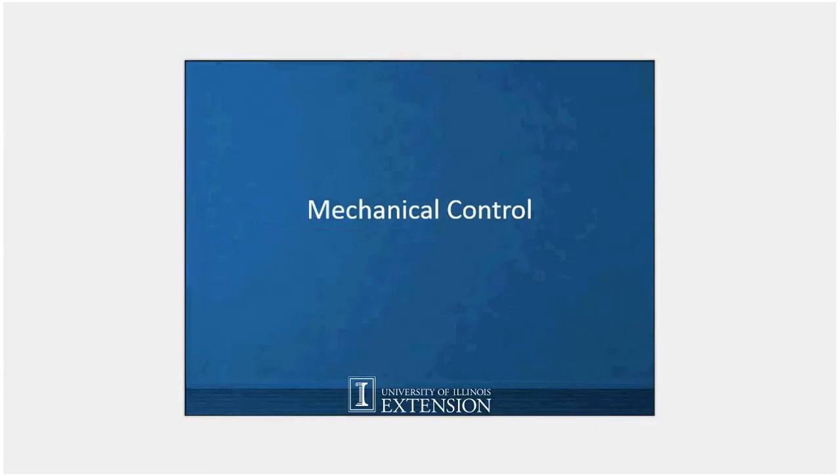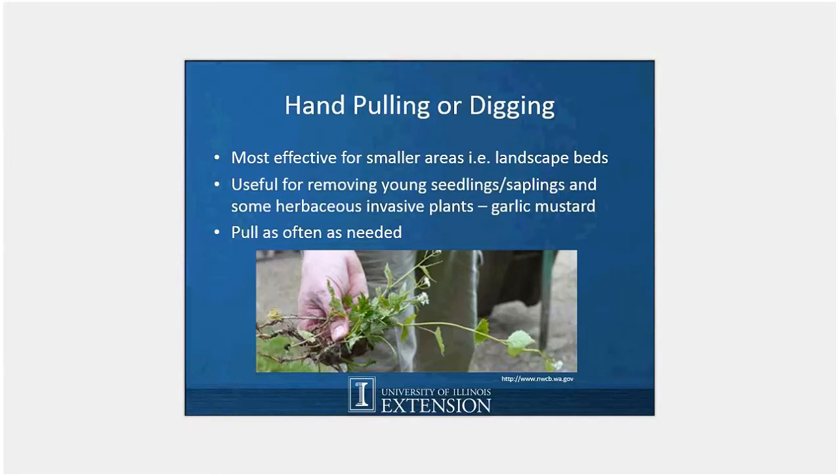And the first part of mechanical control is hand pulling or digging out invasive plant species. And I would say this is probably most effective for smaller areas, so maybe around the home and landscape beds, maybe smaller areas bordering lawns or property or woodland areas. So this is more useful for removing the younger seedlings or maybe small saplings, and also some of the herbaceous invasive plants like garlic mustard. There are a lot of events around the country of garlic mustard pulls, and garlic mustard control is a lot of hand pulling and digging.